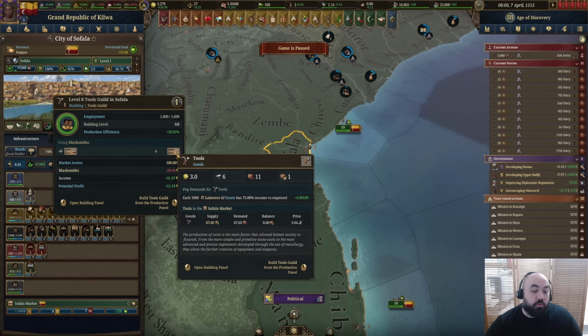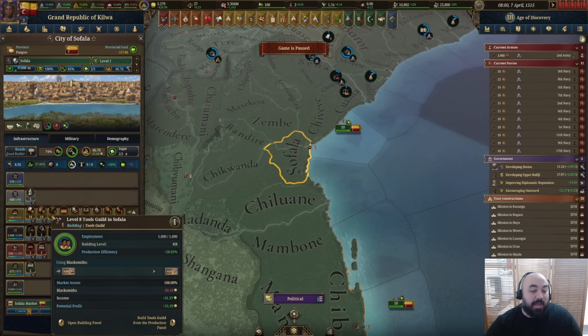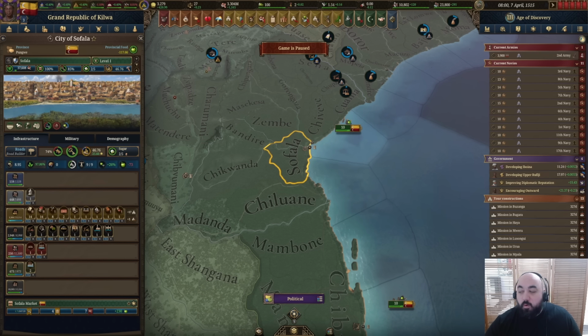If the price of tools were to drop to around 2, what would end up happening is that the income would decrease by around 33% because we dropped the price by 33%, and our potential profit would go from 11 ducats to very nearly 0 ducats. And so price is going to very strongly affect how much money we get out of things. This would very significantly decrease the tax base in this location, insofar as the tax base is informed by the production of tools.